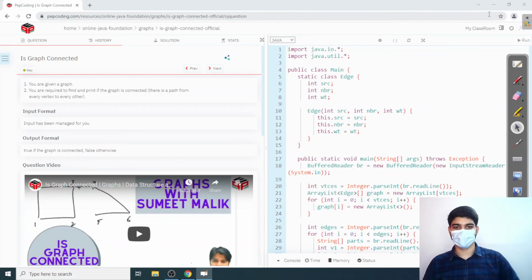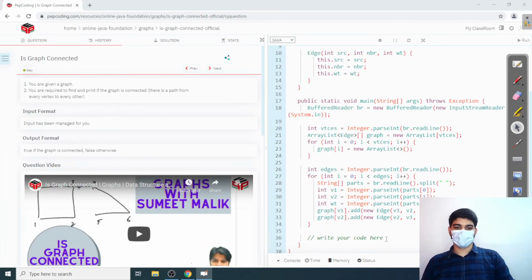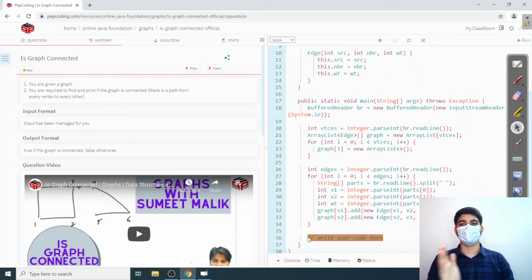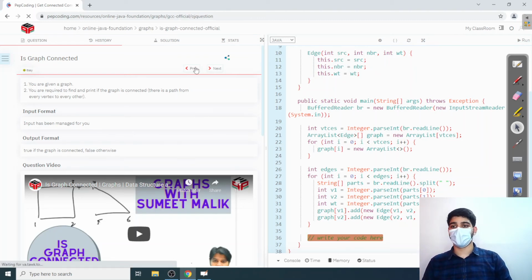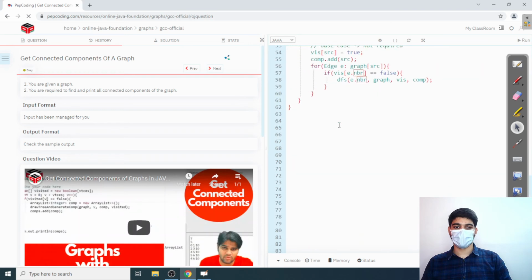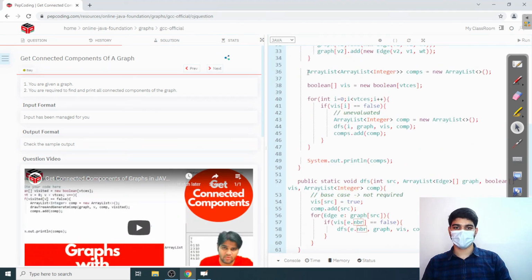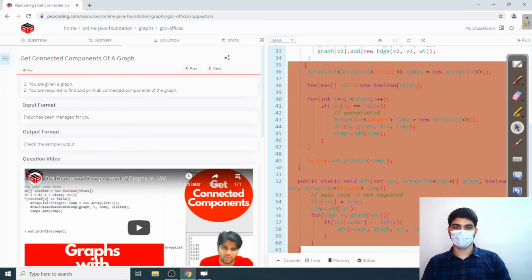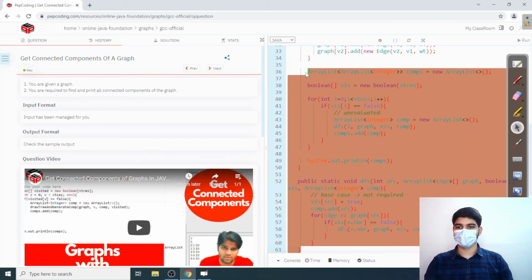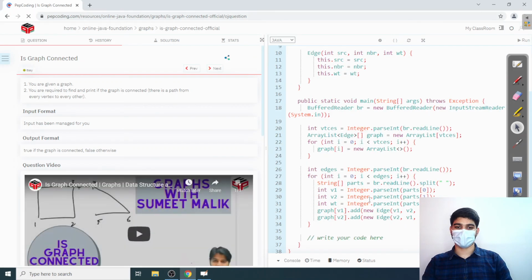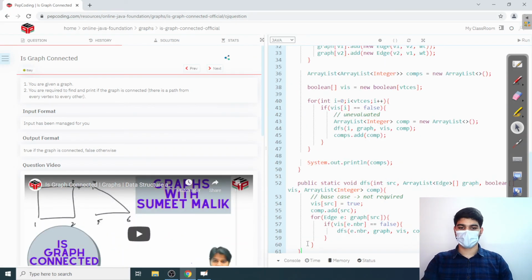Okay, so let's code this real fast. Similar to the previous question, what we would do over here is have a visited array, then using that visited, we would go to every unvisited vertex and call DFS, and then we would get the components, right? So instead of writing that code all over again, I can take that code from here, from this part onwards till my components part. If I copy this and go back to my question, which was, is the graph connected? I can paste it over here, Control V.